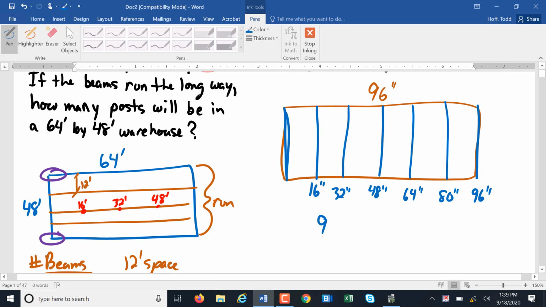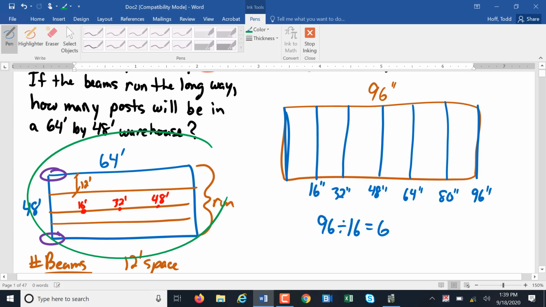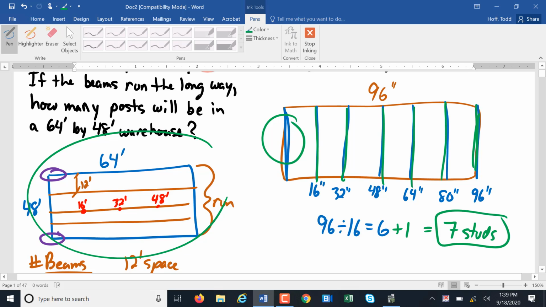If I did 96 divided by 16, I'm just going to get 6. And just like over here in this first example, that gives me all the ones in the middle plus the one at the end, but it does not give me the one at the beginning. So in a case like that where we do need them at both ends, we would have to add 1 to that. So it's going to require 7 studs to build that wall. Does that make sense?